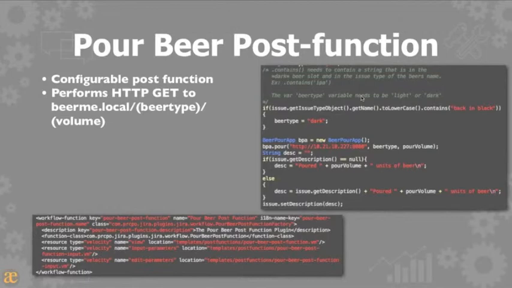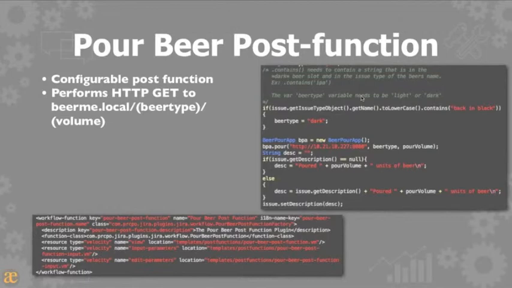So it just creates the URL and makes that HTTP GET request, which in turn causes the Raspberry Pi to drive its I/O pin on, wait for a period of time, and then drive it off, and that causes the beer to pour.